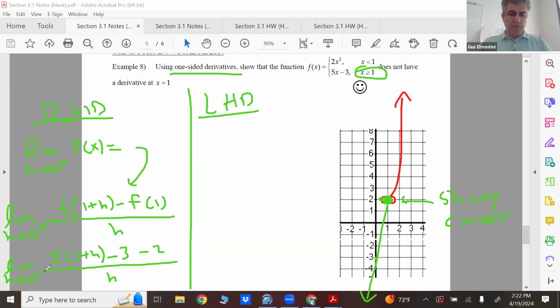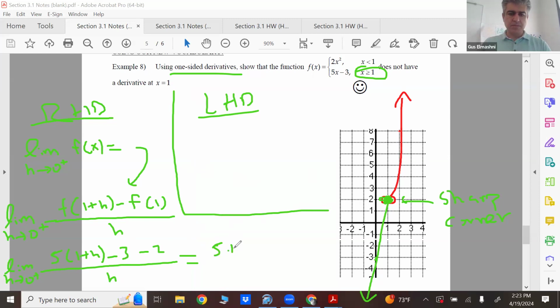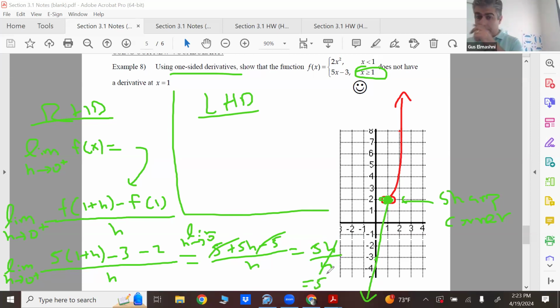So if I find that derivative, I need a little more space here. You get 5h over h, and those cancel. So you just get 5. So that's your right-hand derivative.